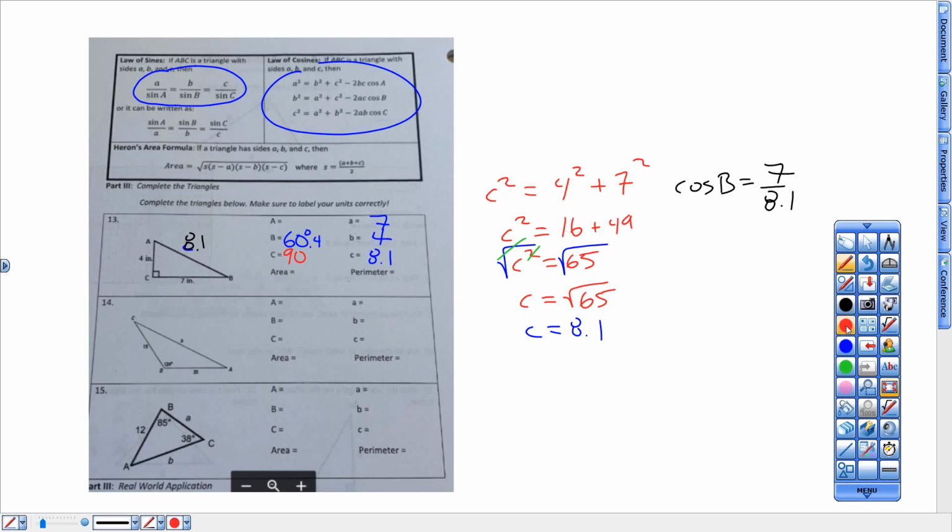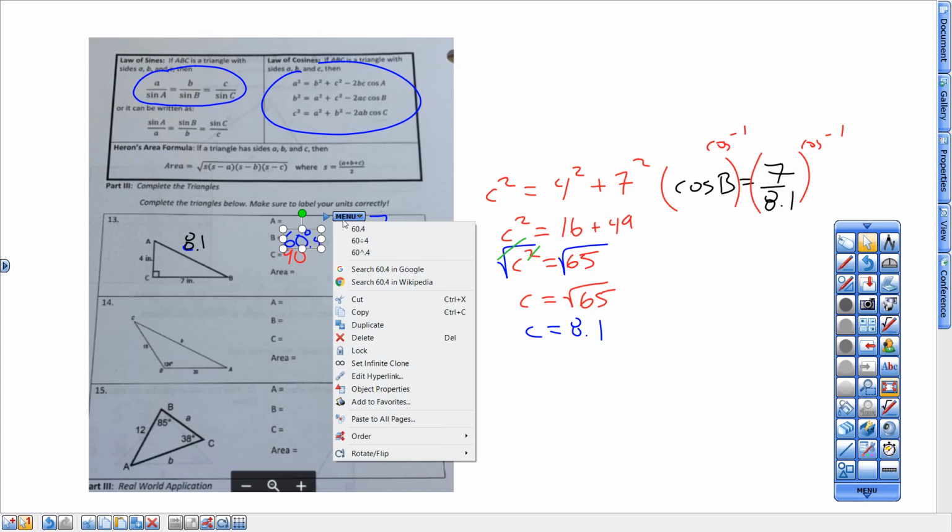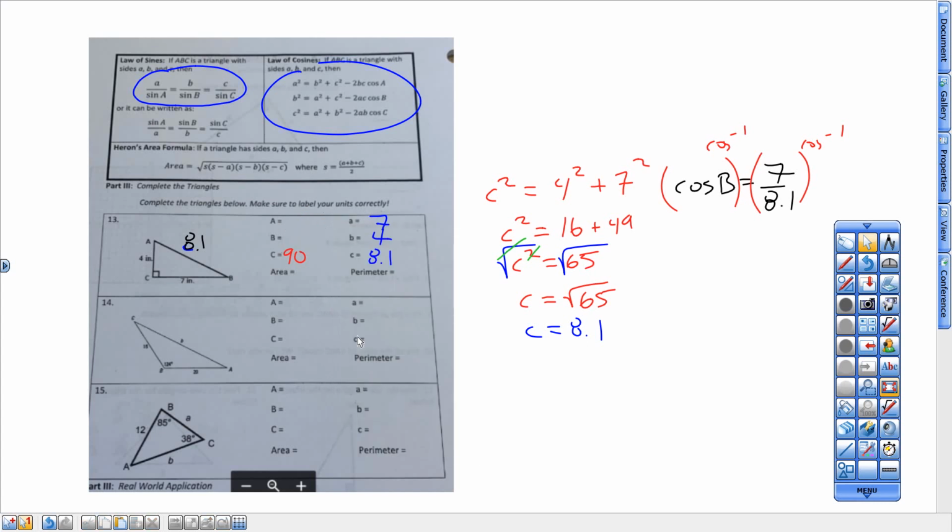So that means inverse cosine of this. And I bet that's about 30. Yeah, I was looking at it, I think that angle was too big. So if I do inverse cosine 7 divided by 8.1, that gives me about 30. Yep, so angle B is about 30.